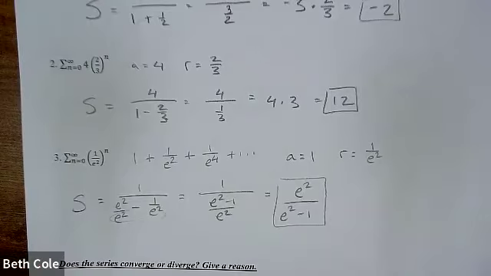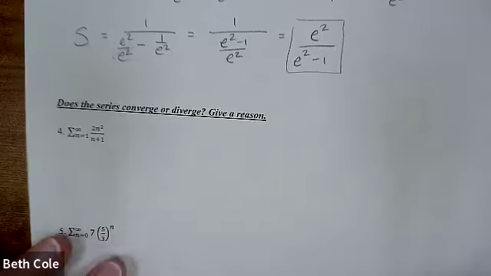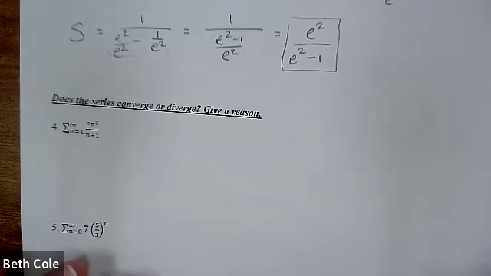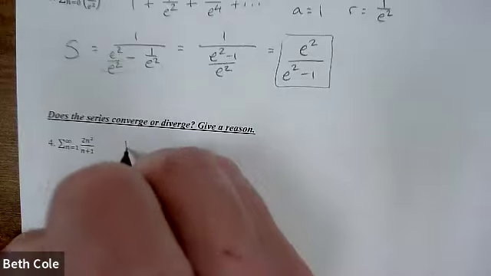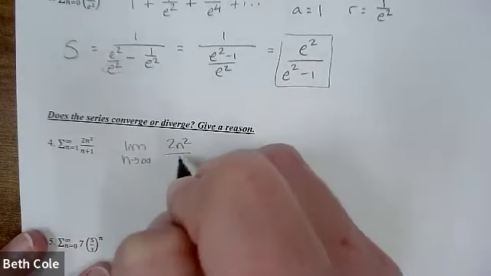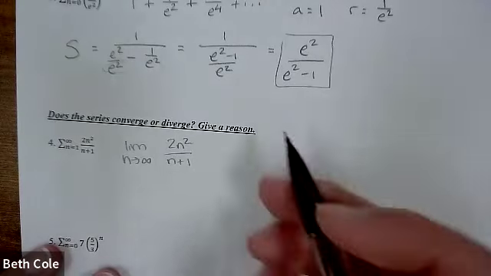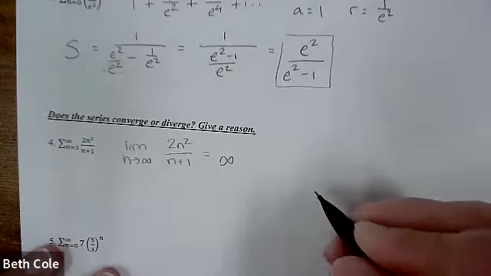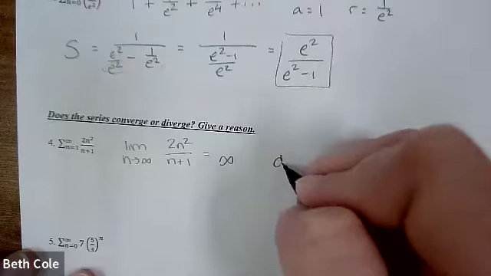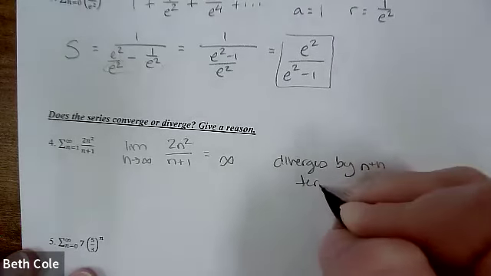All right, these next ones: does the series converge or diverge, and give a reason? So we're going to have to think about all of the things that we know so far. For this first one, I would do the limit as n goes to infinity. My numerator power is bigger than my denominator power, so this is going to go to infinity. And so that diverges by our nth term test.